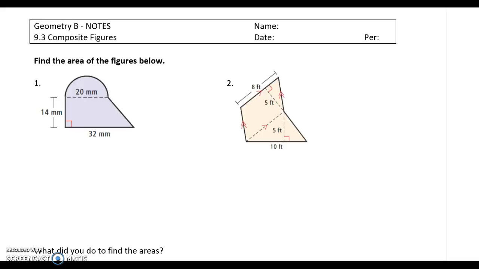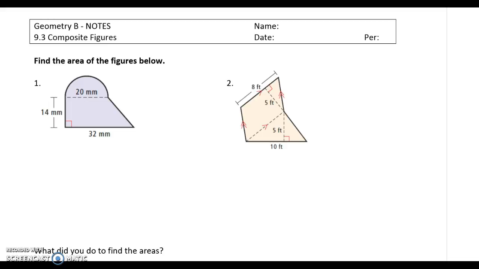In this lesson, we're going to be looking at combining areas of different shapes into what we are calling composite figures. So if you think about a composite, it's a mix of different things. So we're mixing different shapes to create these irregular shapes. So basically what you have to do is take a look at the pictures and think about the pieces that make up the picture.